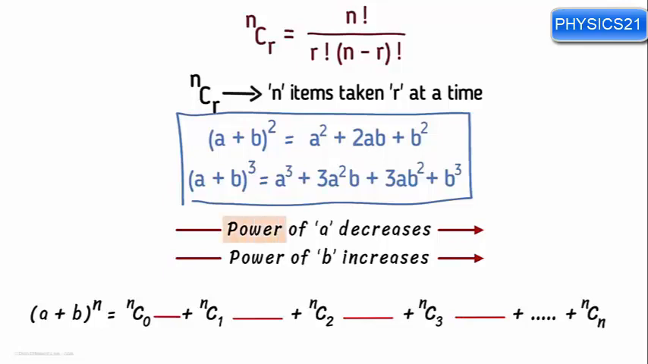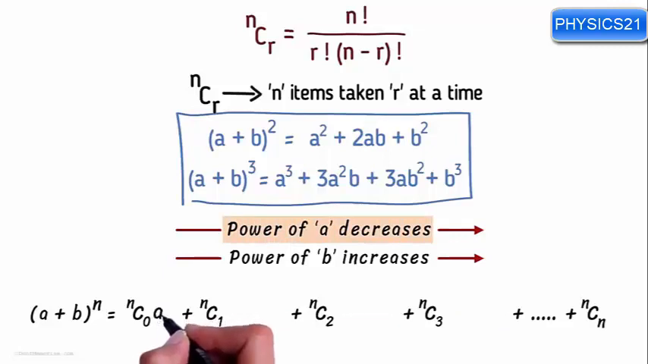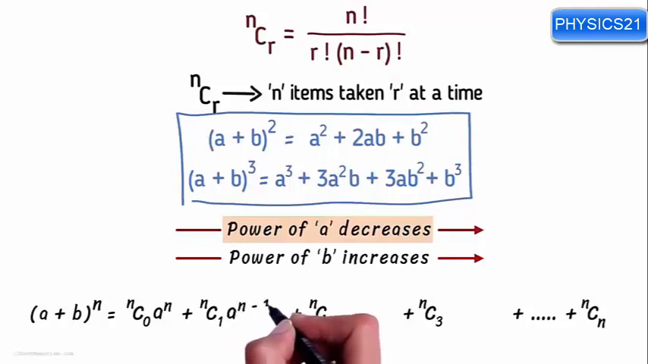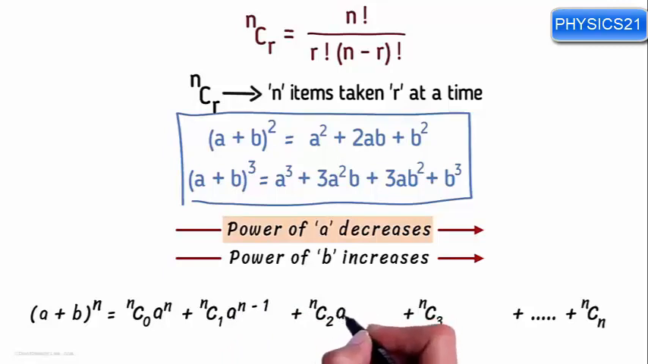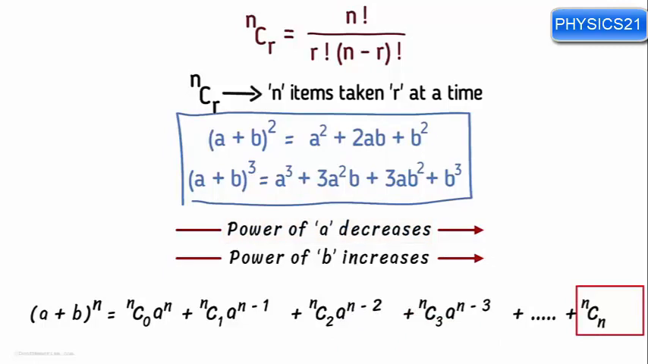We know that the power of a decreases from left to right. So let's write a with each term having decreasing powers. We have a to the power n here. How do we write the power of a in the second term now? Yes, as the power decreases, we can write it as a to the power n minus 1 and then a to the power n minus 2 and so on. The last term will not have a as it's a raised to 0, which is nothing but 1.